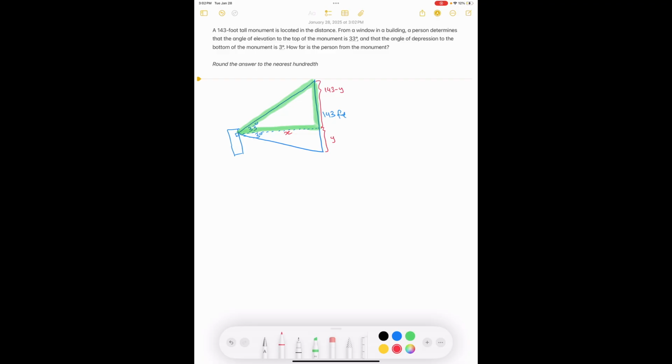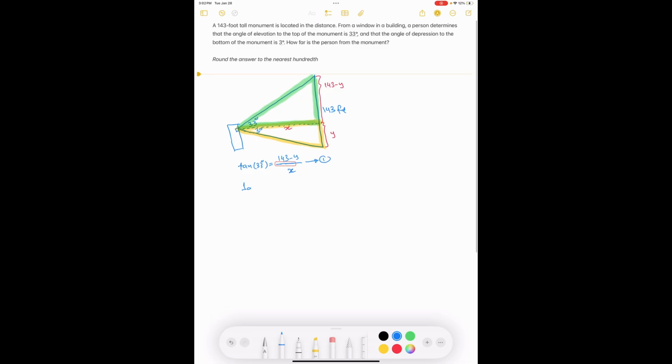So it can safely be said that tangent 33 degrees is equal to the opposite over the adjacent, which is 143 minus y over x. I'm going to name this equation number 1. Similarly, from the second triangle, this triangle right here, I can say that tangent 3 degrees, this is 3, not 30, is equal to the opposite over the adjacent. I'm going to name this number 2.